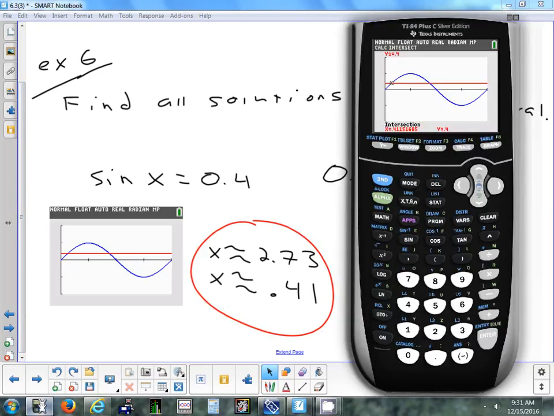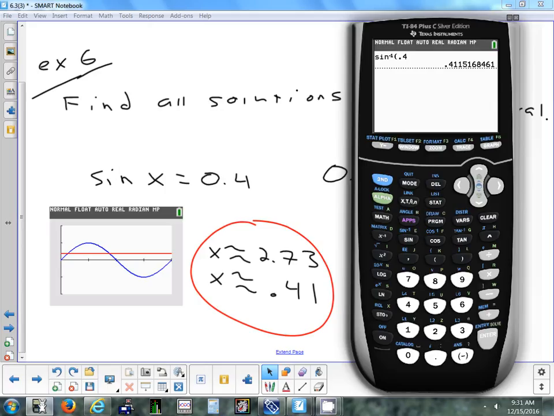Now, I want to show you something else. Everyone saw about how long it took me to do that, right? To set my window, I had to graph each function, and then I had to do second calc intersect, and I did it twice. So maybe if I did all that from start to finish, I could do it in probably 40 to 50 seconds, typing all that in and writing it down. I could also do this. I don't know if you're timing me, but that probably took me about 5 seconds. And notice the answer I got, 0.41, 0.41.